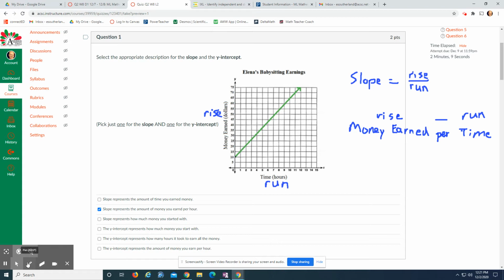That's what slope means. The y-intercept is going to mean what you start with. It's always going to be what you start with. And so I can see that the y-intercept is 10 right here, and it's what I started with. So the y-intercept represents how much money you start with. Okay, well, there we go. Y-intercept represents, we want the first and second one.